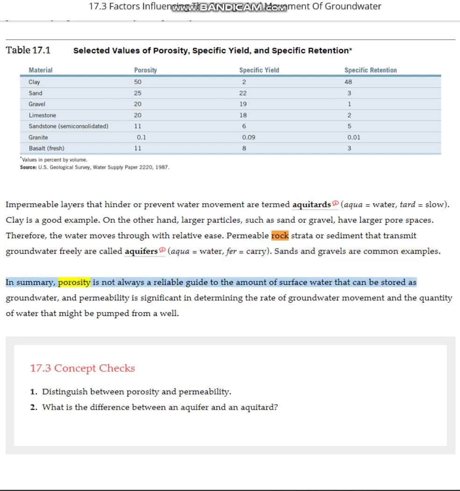In summary, porosity is not always a reliable guide to the amount of surface water that can be stored as groundwater, and permeability is significant in determining the rate of groundwater movement and the quantity of water that might be pumped from a well.